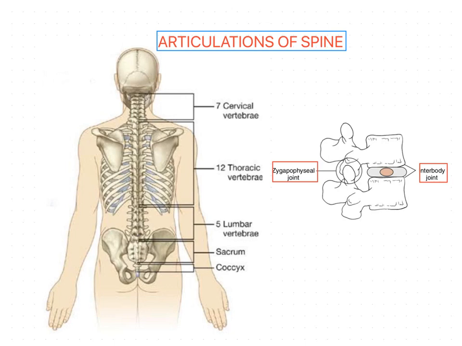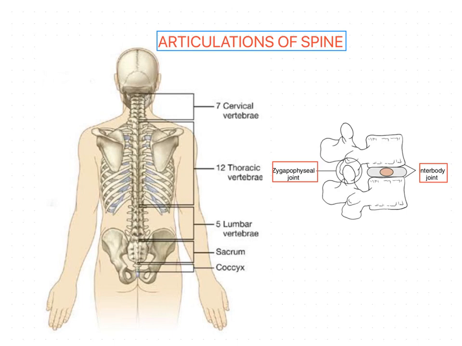One is the cartilaginous joints of the symphysis type, also called secondary cartilaginous joints. The next one is the diarthrodial or synovial joints. First, we will see where such articulations are found in the spine. The first type is the cartilaginous joints of the symphysis type, or secondary cartilaginous joints.